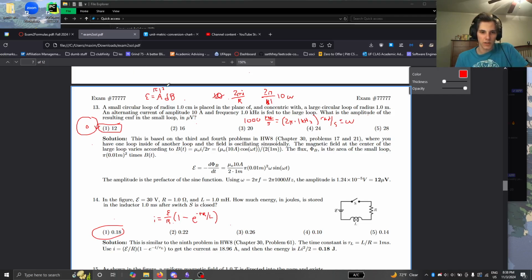And so then you just have to multiply the area times that resulting change in the magnetic field, and you get your answer.